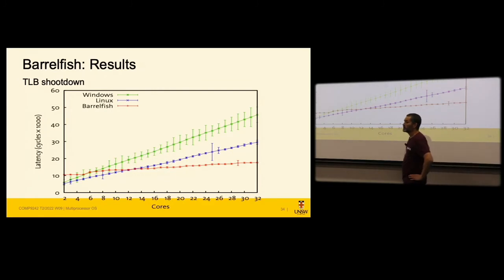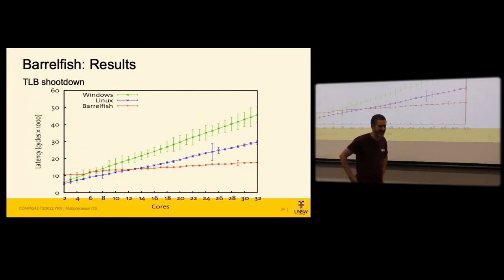Just a quick question, just curious. Is there a reason that both Barrelfish and Linux have a very large standard deviation on some specific number of cores? Or is that just a statistical anomaly? I couldn't tell you that. Okay, that's it.